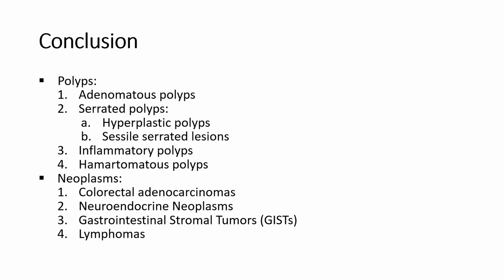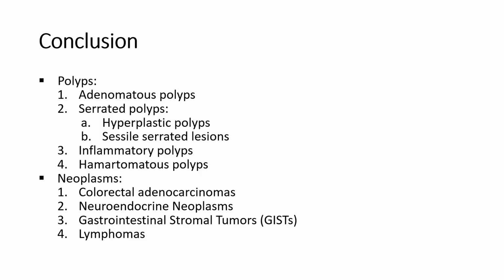We now reach the conclusion of our lecture. We discussed in the first part of it the different polyps that occur, and these include adenomatous polyps, serrated polyps, which can be hyperplastic, or sessile serrated lesions. We also talked about inflammatory and hamartomatous polyps. And then we moved to the second part where we discussed the different neoplasms, and these include colorectal adenocarcinomas, which are the most common malignant tumors in the GI tract.